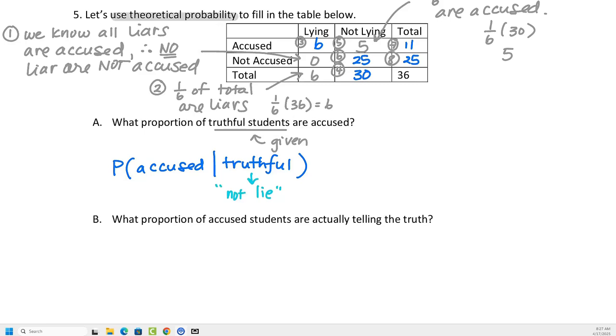So that means we are only looking at the not lying column here. And you can see that would give me, there are 5 that are accused in that column out of the 30, which is a 1 in 6, which is approximately 0.167.